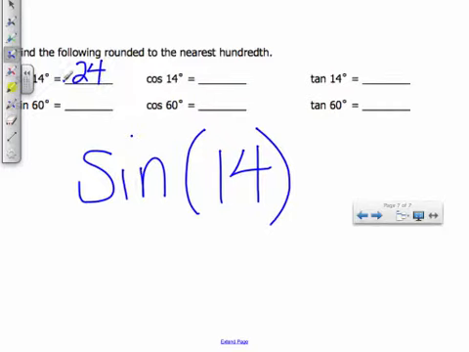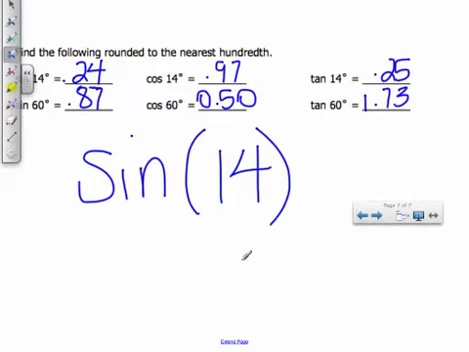Go ahead and try the remaining values. And when you're done, compare with me again. Don't forget to press pause, and then we'll be done with this topic. Remember, write yourself a note if you did not get the same answers as me and you need some help.